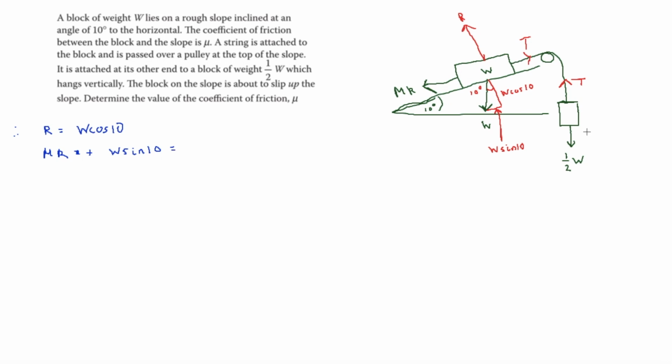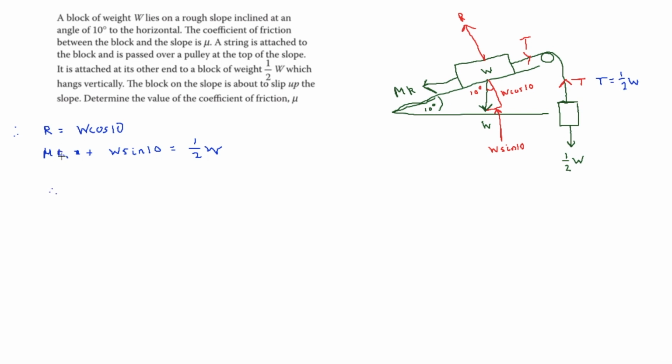Now we can work out T because we've got this and this. So T is going to be equal to half W because they're in equilibrium. So that must equal that. Therefore, as T is the same there and there, that means that T is going to be half W. So then we can put half W. So now we've got that, what we need to do is rearrange this.